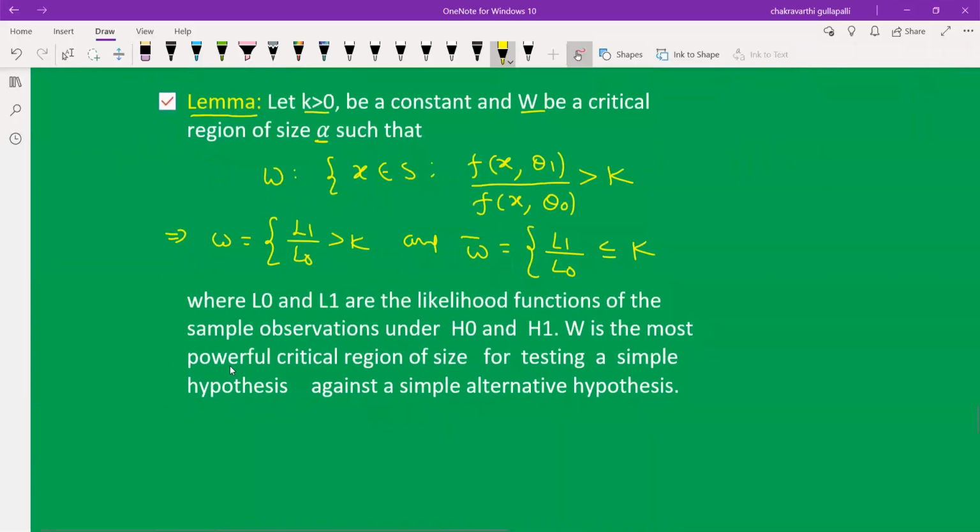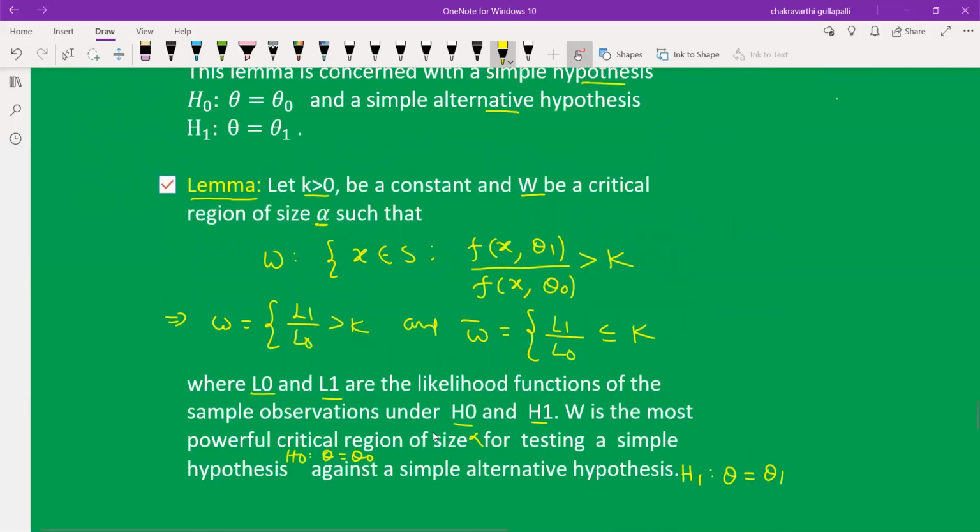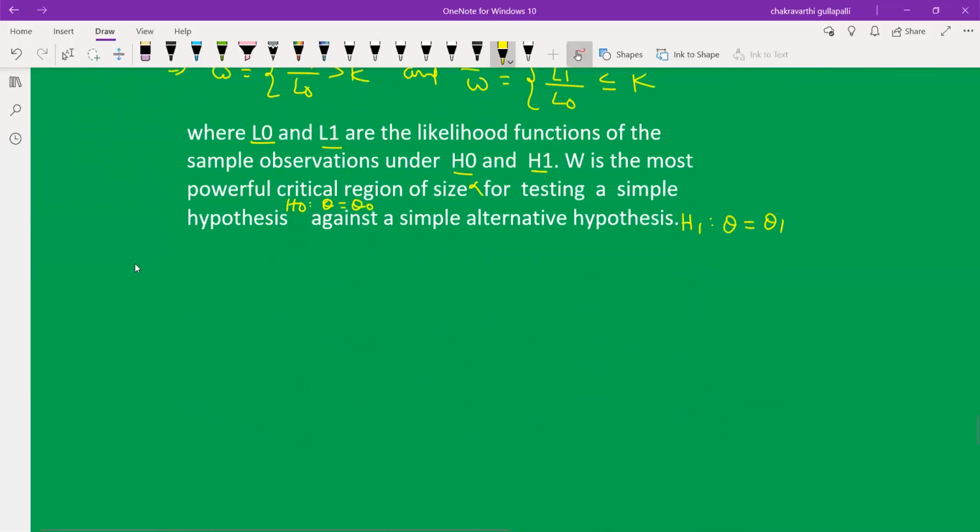where L0 and L1 are likelihood functions of the sample observations under H0 and H1. W is the most powerful critical region of size alpha for testing a simple hypothesis H0: theta is equal to theta naught against the simple alternative hypothesis H1: theta is equal to theta 1. So this is the statement. Using this statement, we can find out the BCR. So, one example.